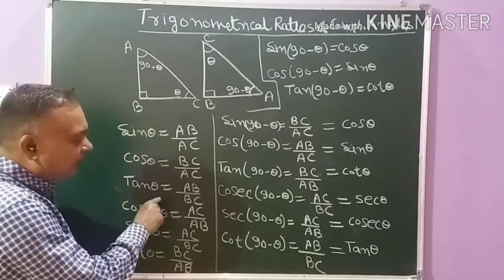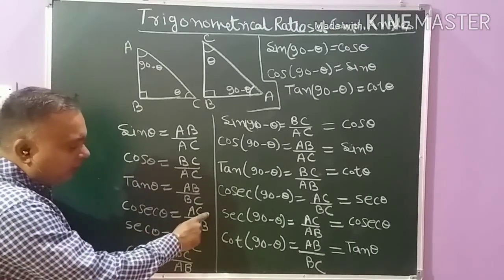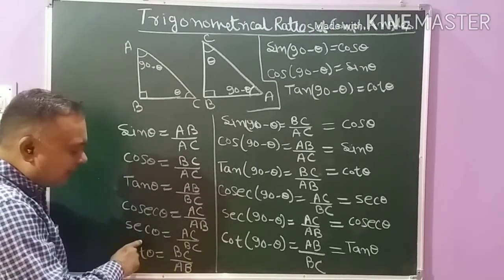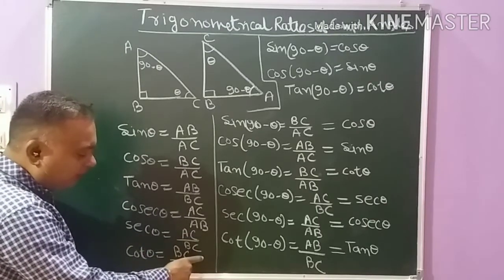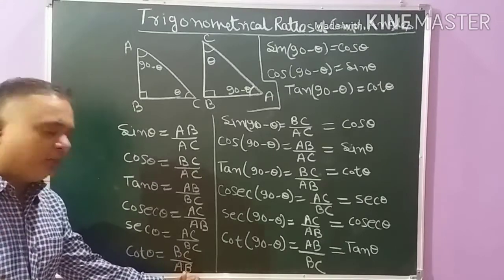Similarly, tan theta equal to AB upon BC. Cosec theta equal to AC upon AB. Sec theta equal to AC upon BC. And last, cot theta equal to BC upon AB.